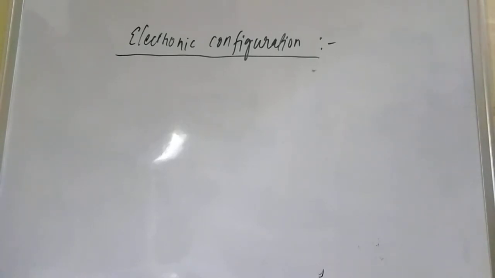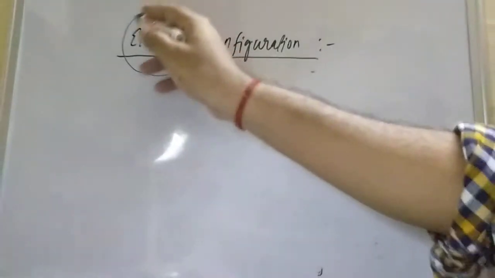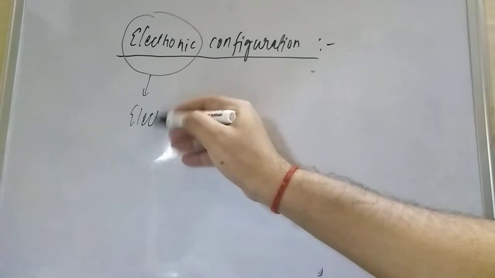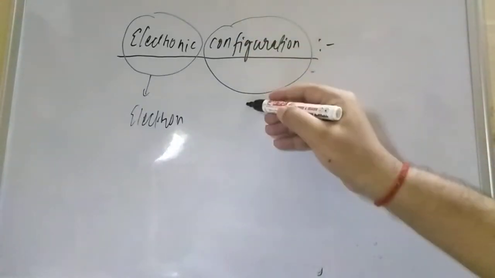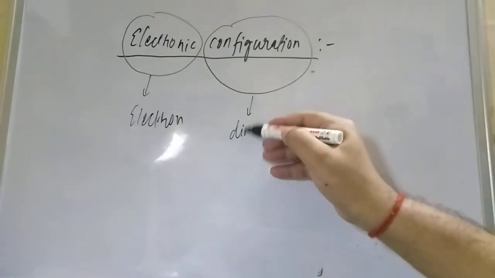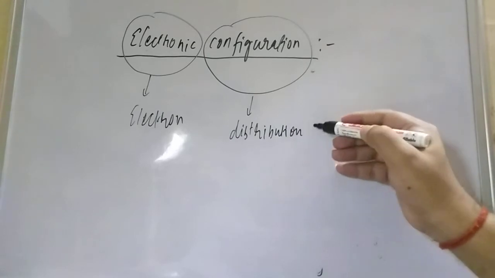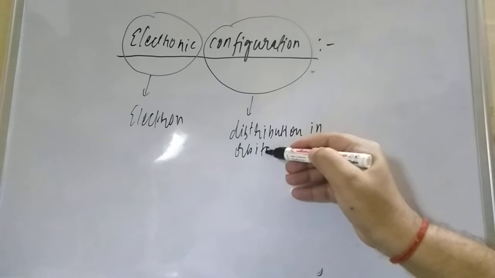So what does electronic configuration mean, student? In simple terms, electronic means electron, and configuration means distribution. Configuration means distribution in orbitals. So it is the distribution of electrons in orbitals.